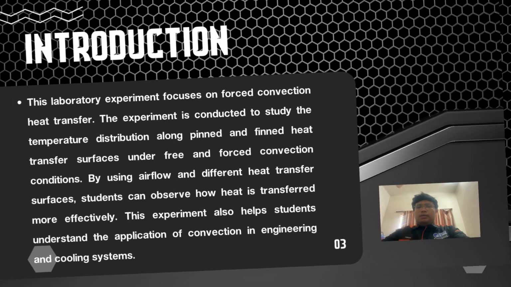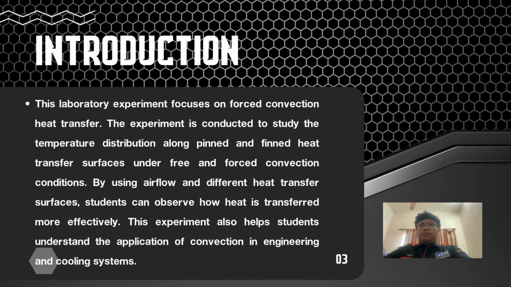and presentation. Introduction. This experiment focuses on forced convection heat transfer. The main objective is to study the temperature distribution along pin and fin heat transfer surfaces under free and forced convection conditions. By using a flow and different heat transfer surfaces, we can observe how heat transfer becomes more effective. This experiment also helps us understand the application of convection in engineering systems and cooling systems.